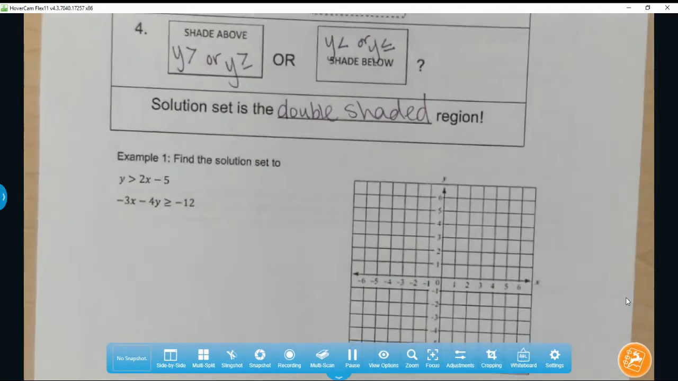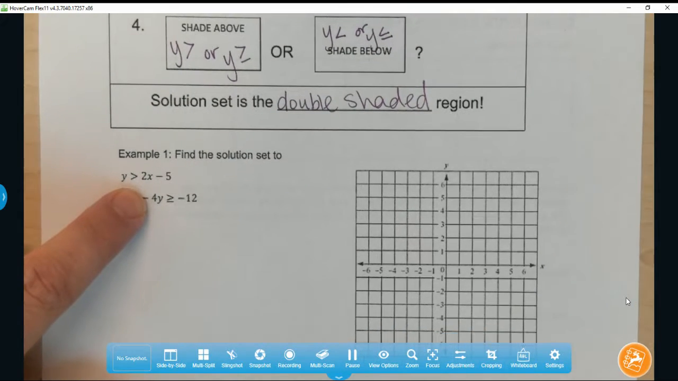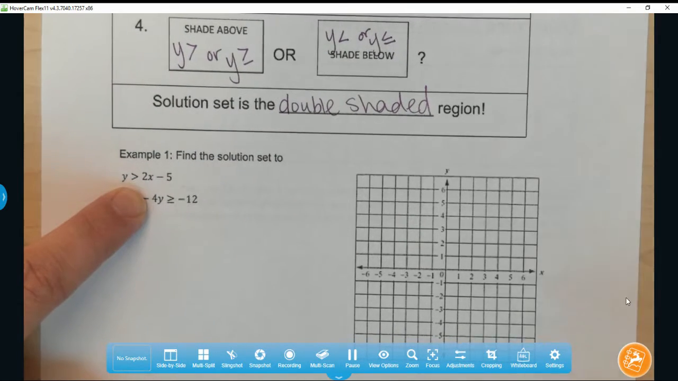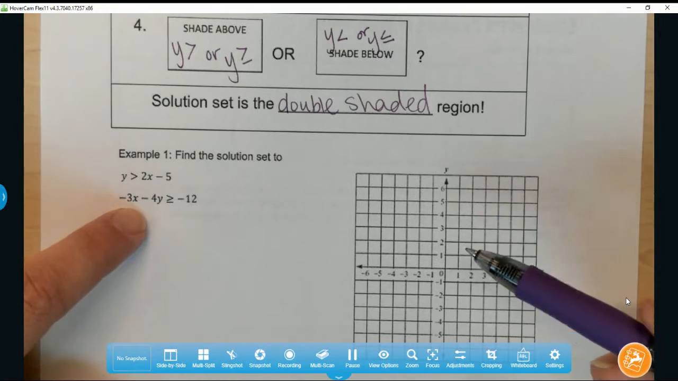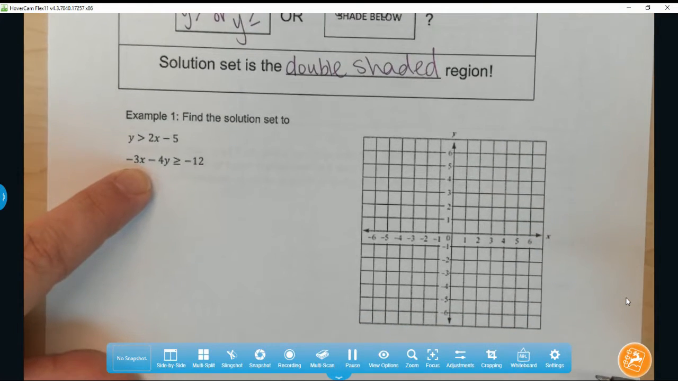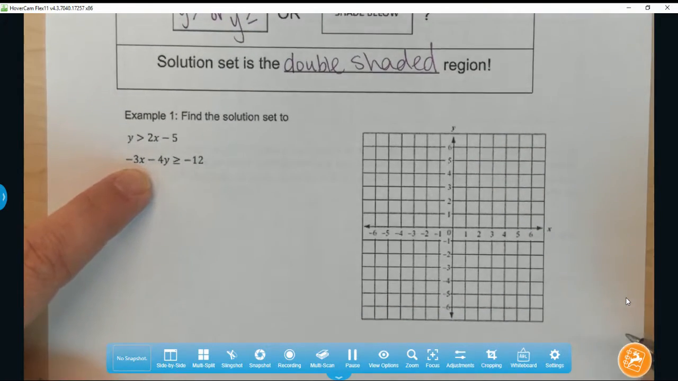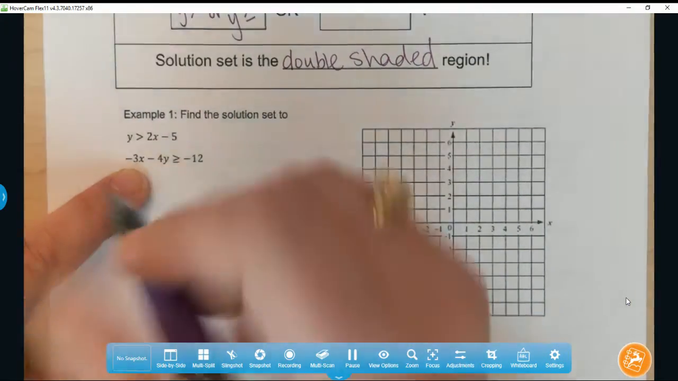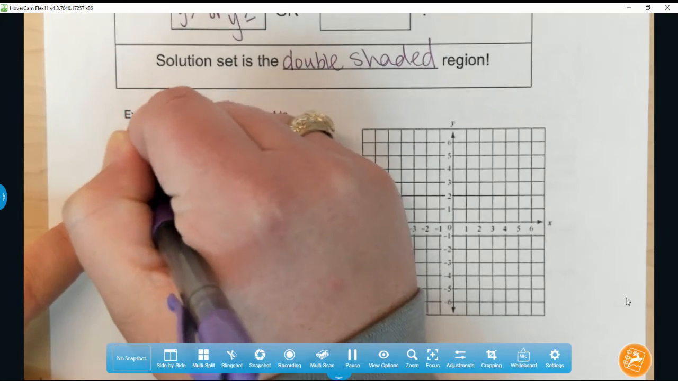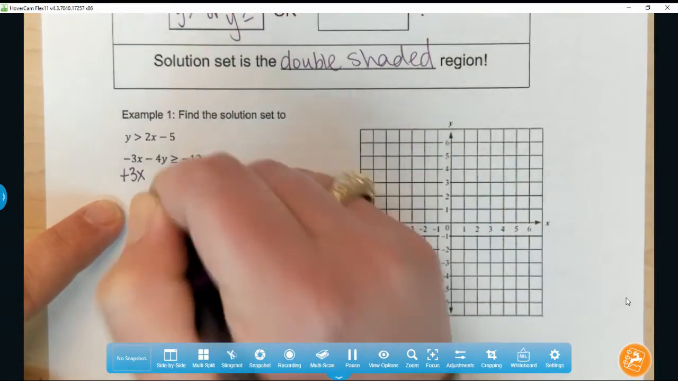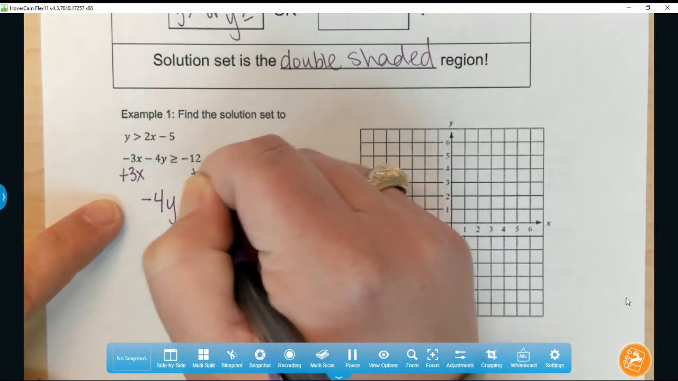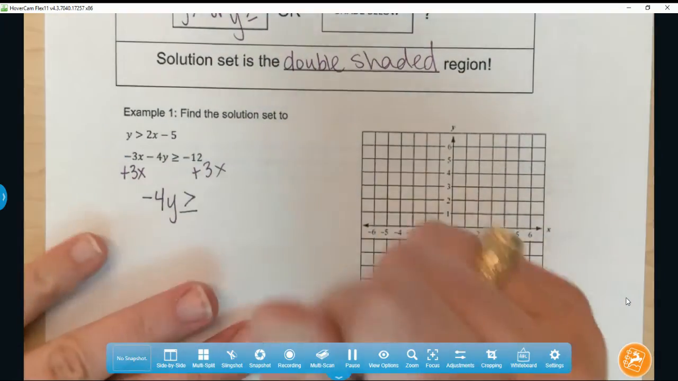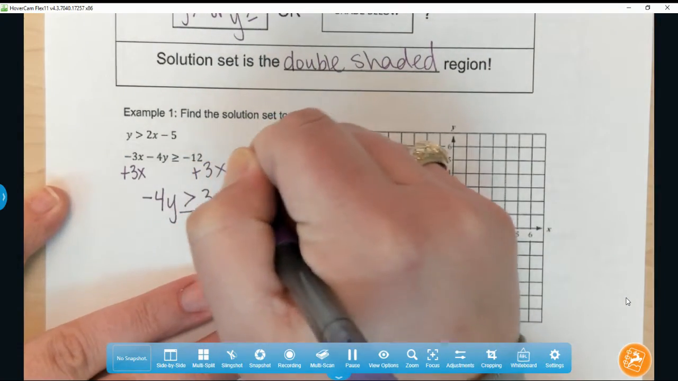On our first one, the first inequality is solved for y, so that's great. But on the second one, we need to go ahead and isolate the y so that when we graph it out, we'll be ready to go. What I would do is add 3x to both sides. That's going to give me negative 4y is greater than or equal to 3x minus 12.